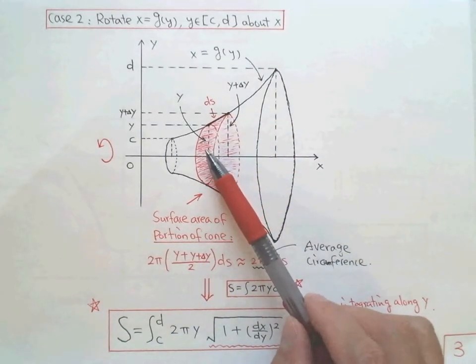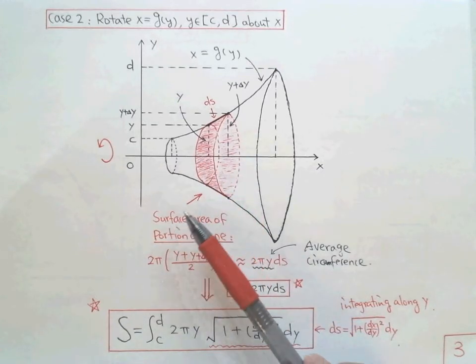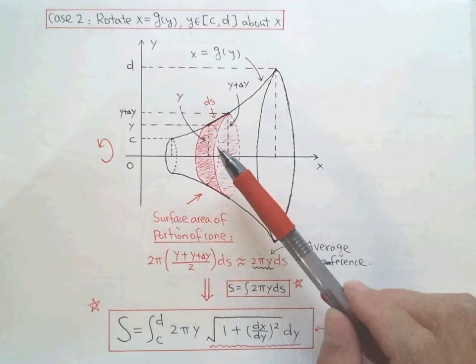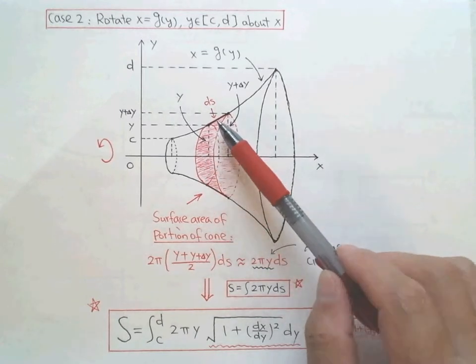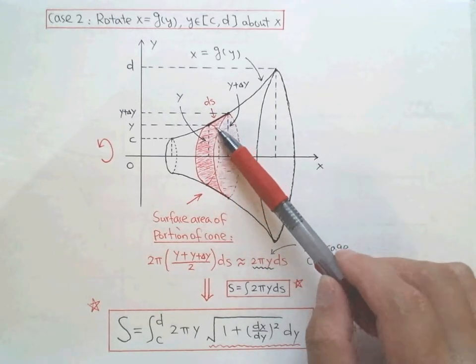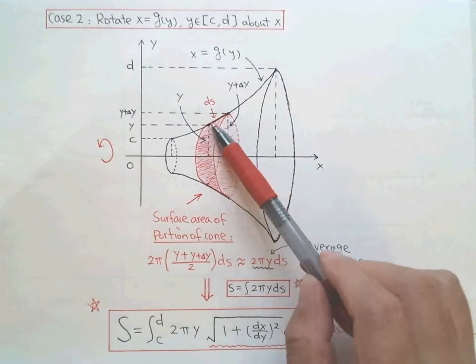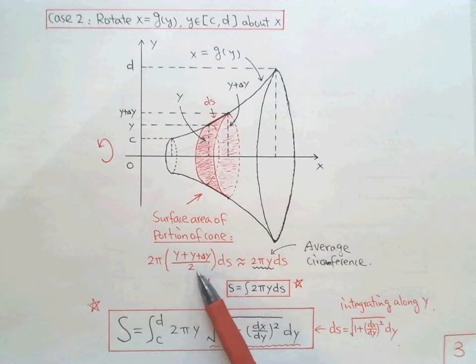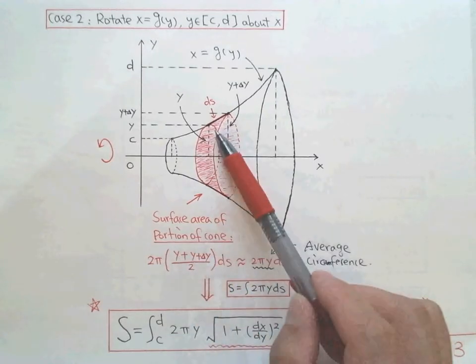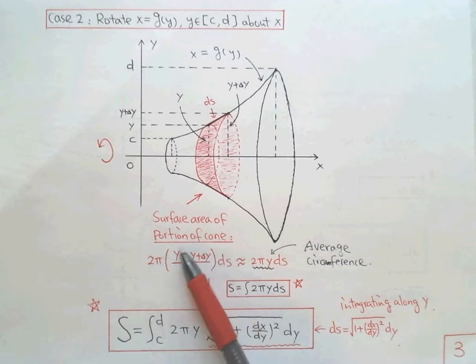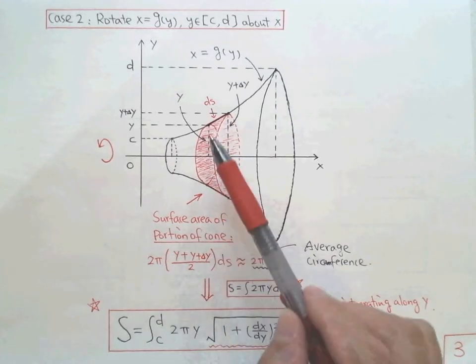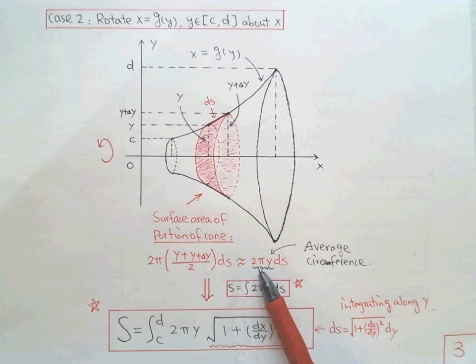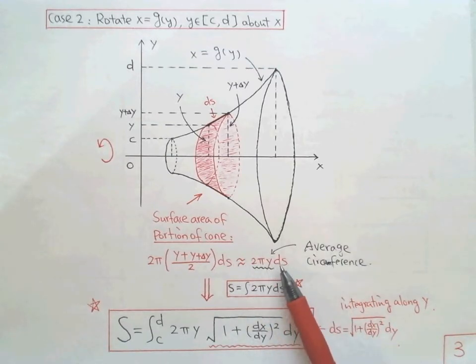How to find the area? This is definitely the surface area of a portion of a cone. We just discussed the formula: we need the average circumference times the length, which is ds. 2 pi times the average radius is the average circumference, and times the length ds. We approximate it as 2 pi y ds. The 2 pi y is the average circumference, ds is the length, and that's the area.